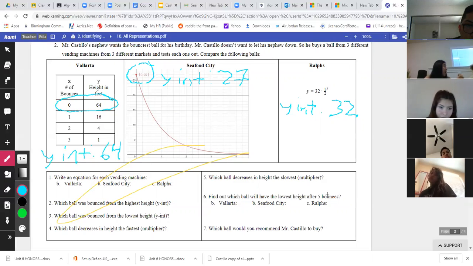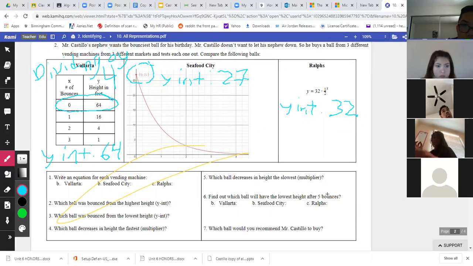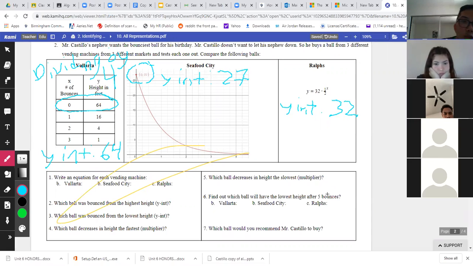So if you see here, for the y values in the table, here I am dividing by 4, right? 64 divided by 4 is 16. 16 divided by 4 is 4. And then 4 divided by 4 is 1, right? However, when we do exponential functions, the second number is always called the multiplier. So if you're dividing by 4, it's the same thing as multiplying by 1/4. Okay?